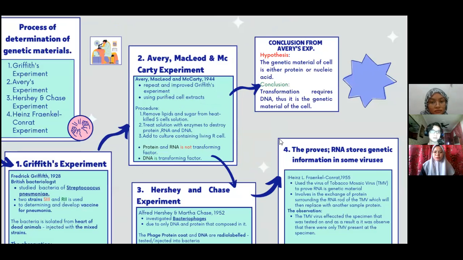From Avery's experiments, they came up with the hypothesis that the genetic material of the cell is either protein or nucleic acid. But the conclusion is that transformation requires DNA, thus it is the genetic material of the cell.